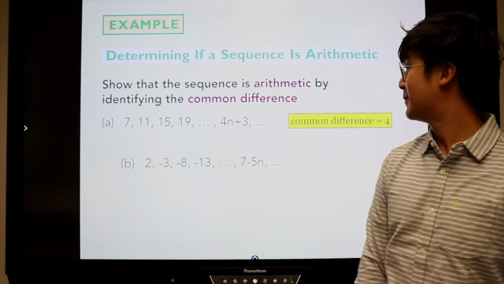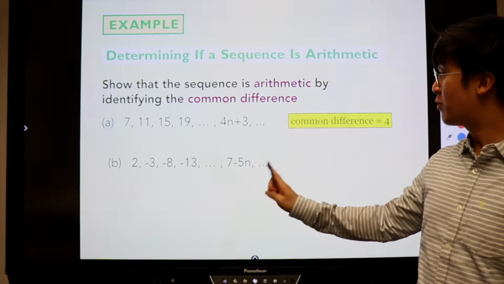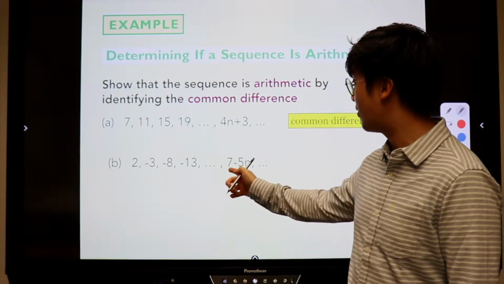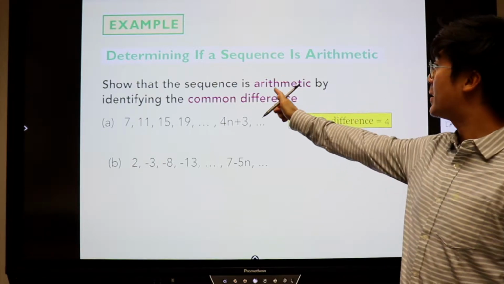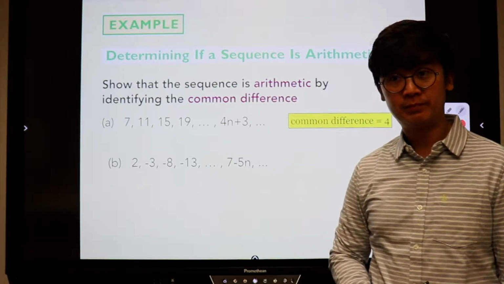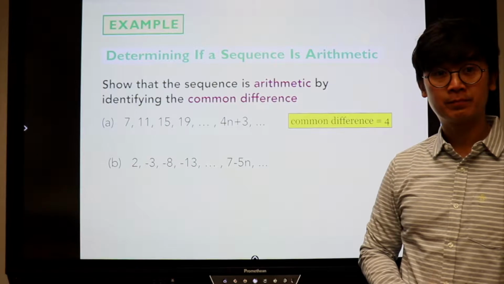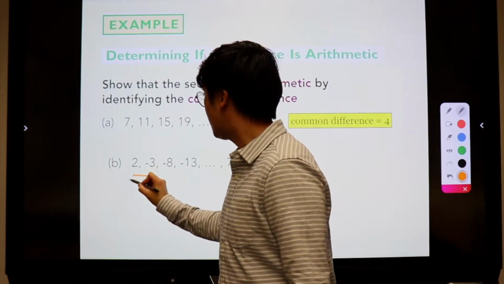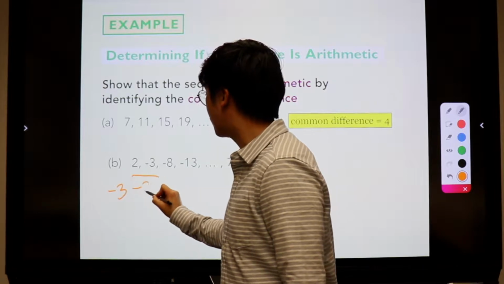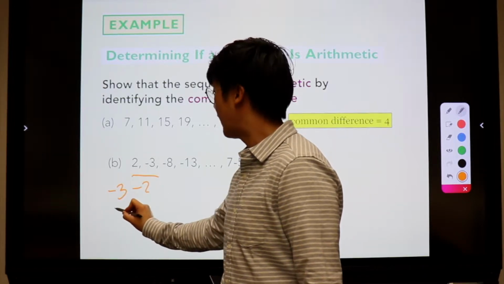What about this? This one is new. 2, negative 3, negative 8, negative 13, and the formula is 7 minus 5n. Is this an arithmetic sequence? Yes or no? Let's see. What is negative 3 minus 2? Negative 5.